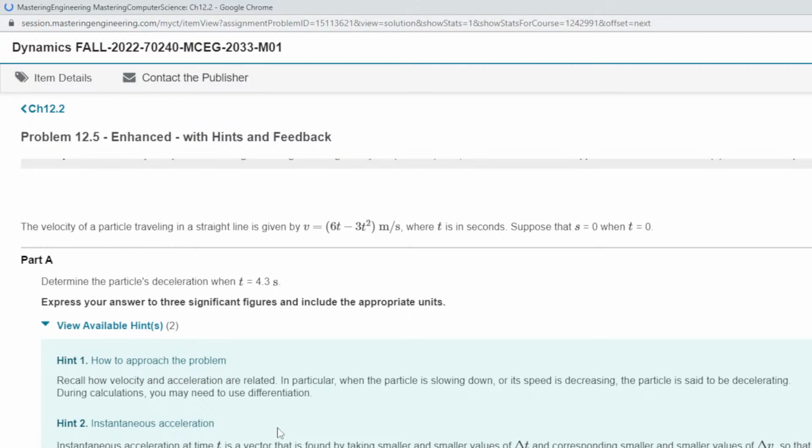Instantaneous acceleration is found by taking smaller and smaller values of the time interval. Okay. Well, if you look at it, you just take the derivative. So I don't know, it's kind of a strange hint.